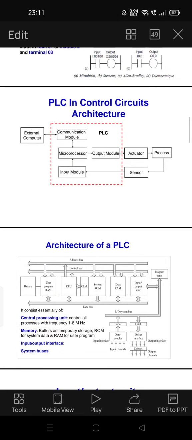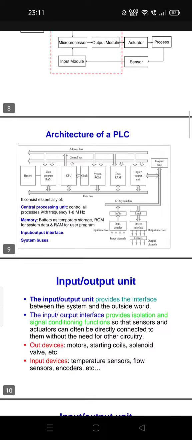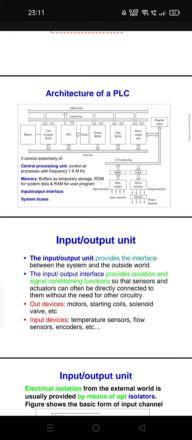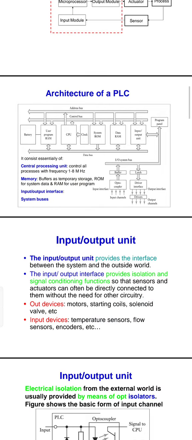It consists of a central processing unit which controls all the processing, with memory buffers and temporary storage: ROM for system reference, RAM for the user's program and input output reference. The system bus connects to the input output unit, which provides an interface between the system and the outside world.